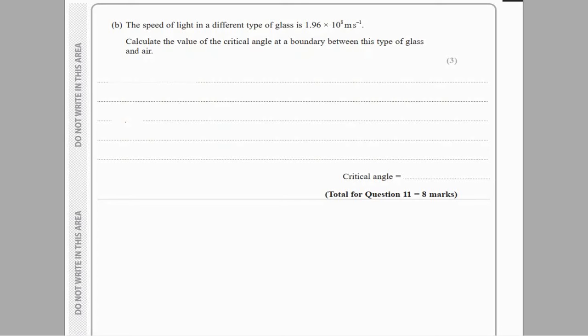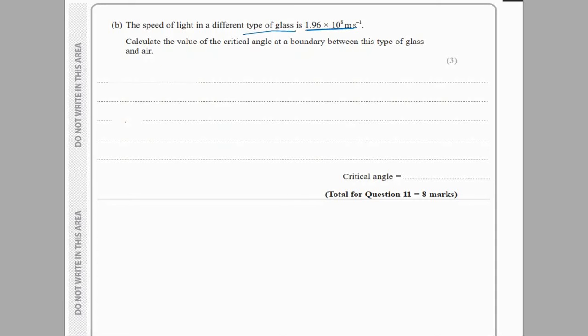So forget critical angle. Just recall refractive index. There are several ways of finding out the refractive index, and one of them is using the ratio of the speeds. Speed in air divided by speed in this medium will give the refractive index of this type of glass.